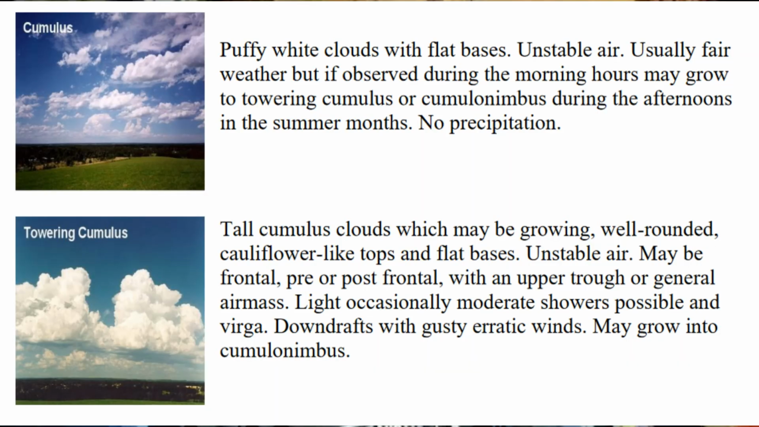So here's where we start getting into the fun ones. These are the ones that make us love clouds. Oh yeah. The rest is just all leading up to, are these things going to happen? Right. So the cumulus cloud, it's a puffy white cloud with a flat base. It's flat because it's rising. It's got unstable air. Usually fair weather is going on at the time, but if observed during the morning hours, it may start to grow to towering cumulus or even cumulonimbus during the afternoon in the summer months. No precipitation comes out of the cumulus itself, but it can be the building blocks for something bigger.